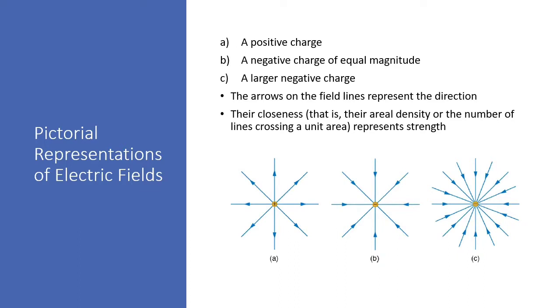For C, you can see a larger negative charge. The only thing that we can use to show that something is larger in magnitude with these arrows is not the length of the arrows, because the length does not dictate how strong the field is, but their closeness. So that is their areal density, or the number of lines crossing a unit area, which will represent the strength rather than the length of an arrow.